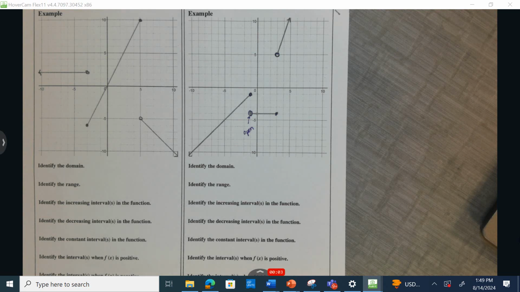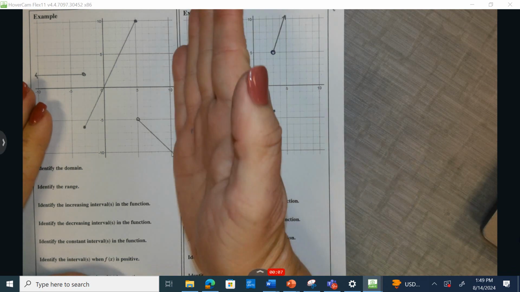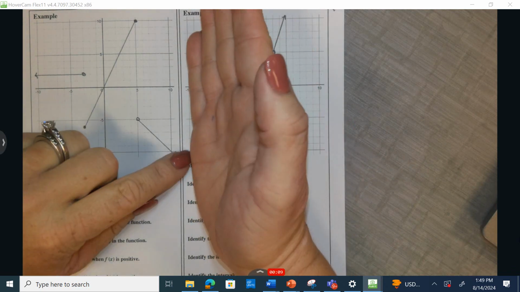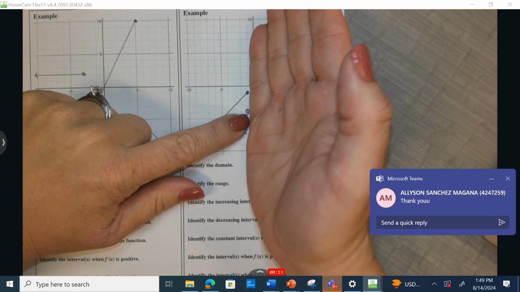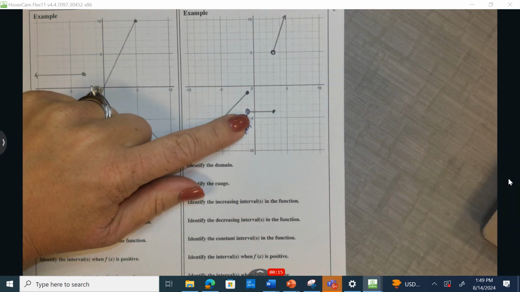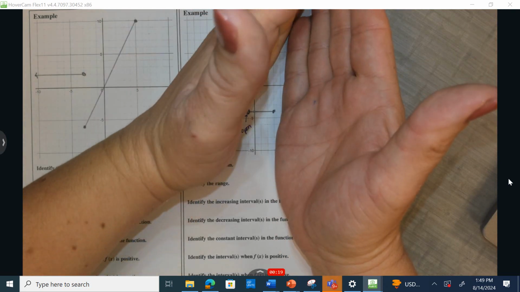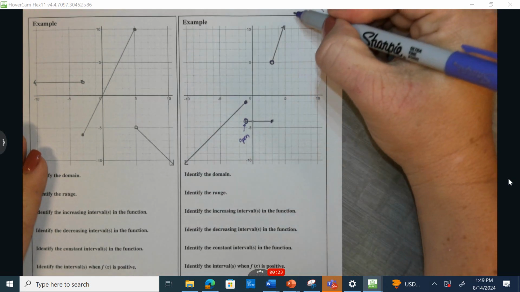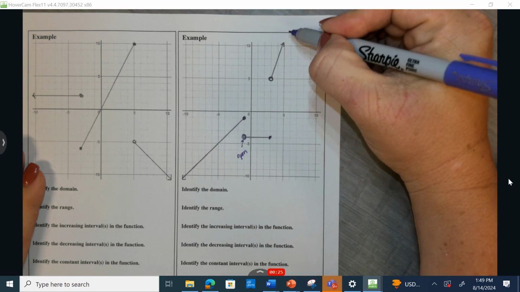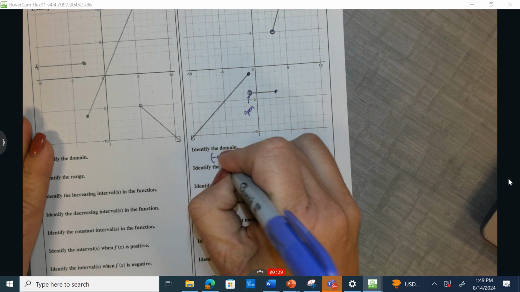Let's look at this last problem. Let's start with the domain and the range. As I analyze this problem from left to right, we can see consistently some part of the function, closed dot, open circle. It's consistent: closed dot, open circle, and this will continue to move up and to the right. It doesn't stop here; it's going to consistently move up at a diagonal. The domain is going to be from negative infinity to positive infinity.